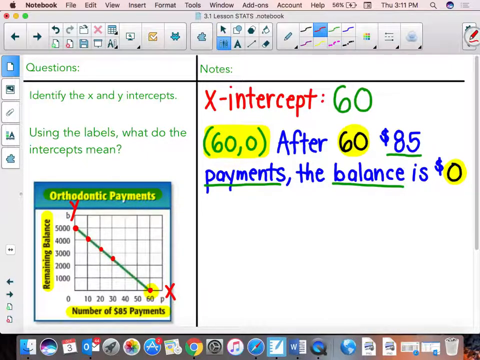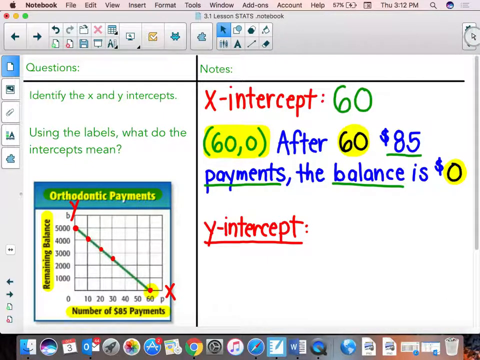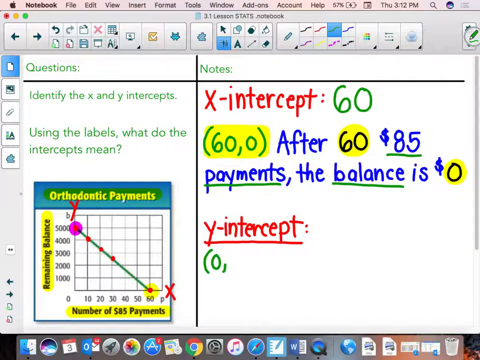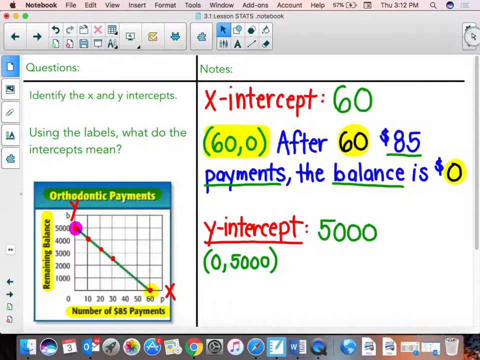All right, let's try the y-intercept. The y-intercept is where your line intersects with the y-axis, and that is right here. That ordered pair is 0, 5,000. Remember, you don't want to say the ordered pair is your intercept, you want just the 5,000. That is where your line intersects the y-axis.